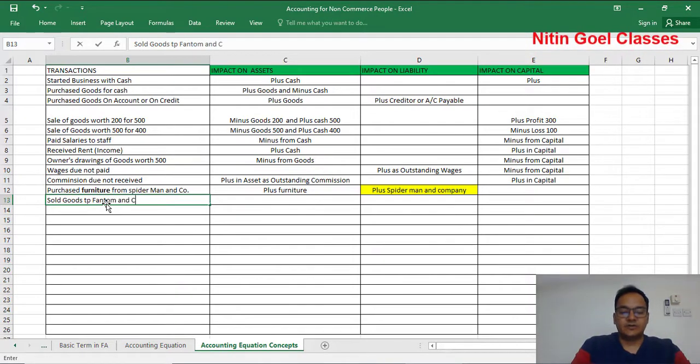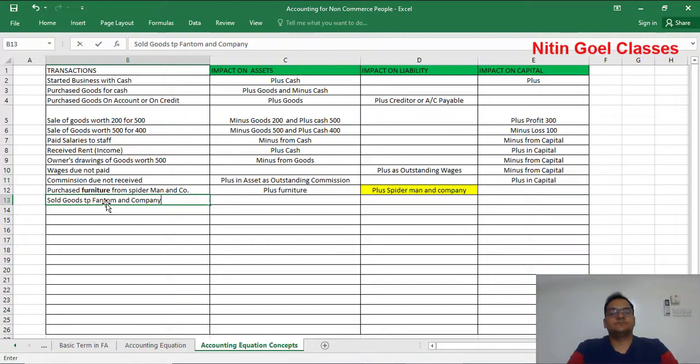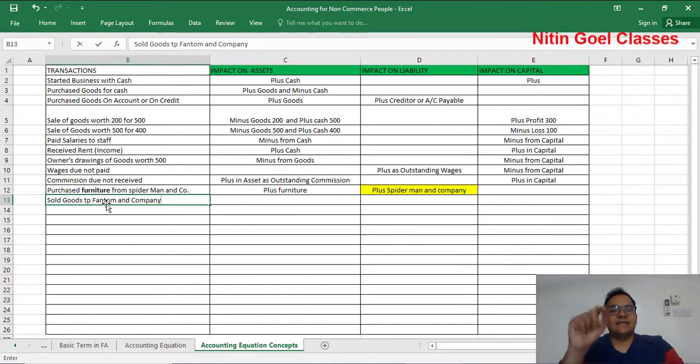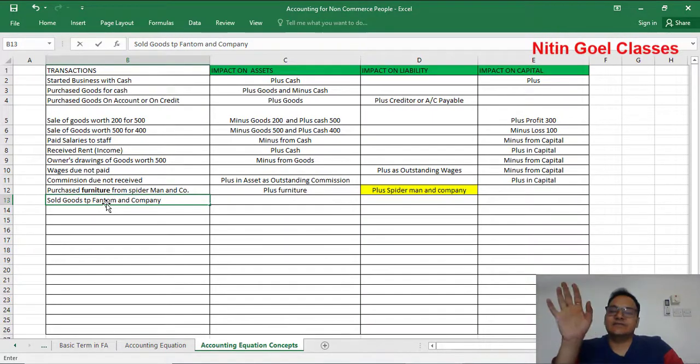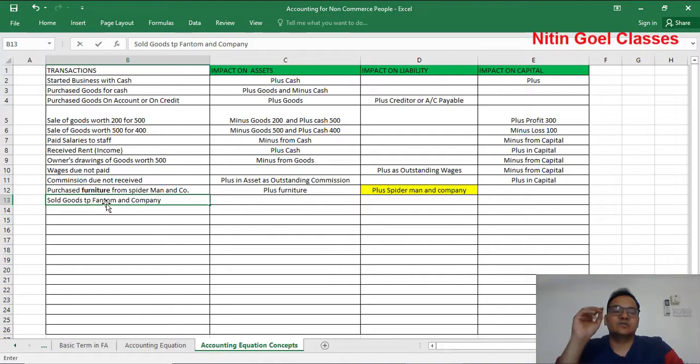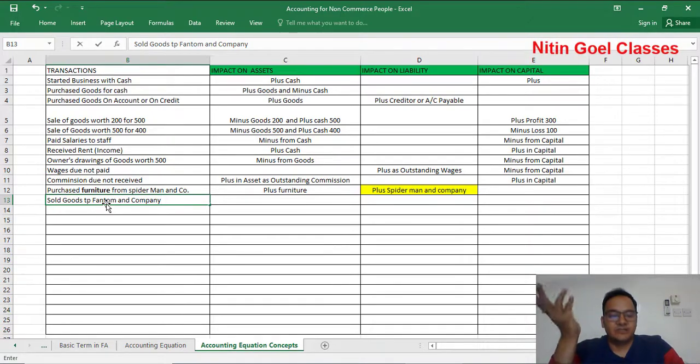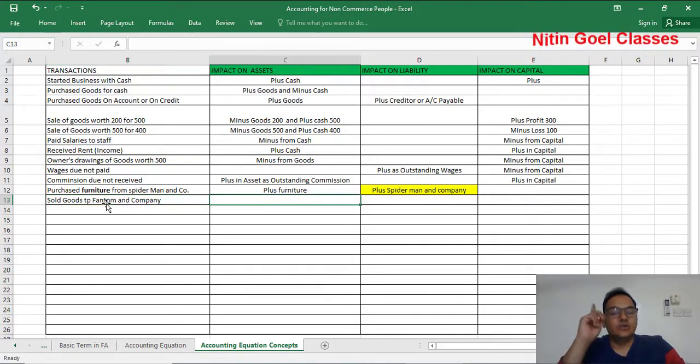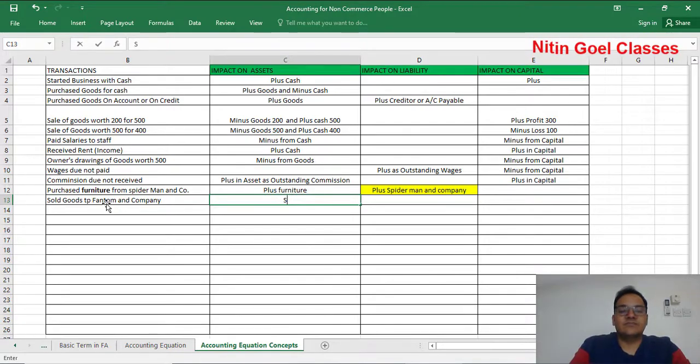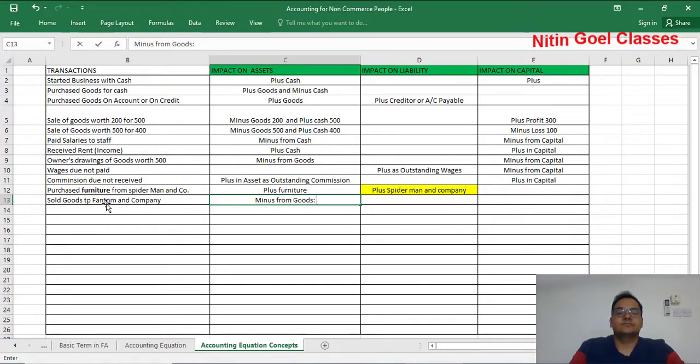Now let us see all the comic characters. Now again, is it a cash transaction or credit transaction? The answer is very clear. It is a credit transaction because cash is not mentioned, payment is not mentioned. Now we have sold goods. So sold means minus from goods. So I make a column.